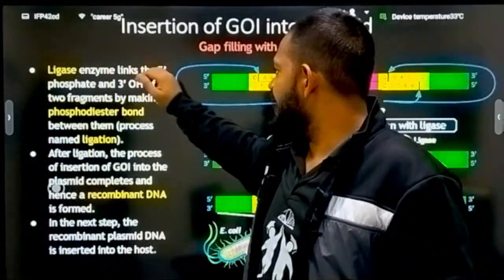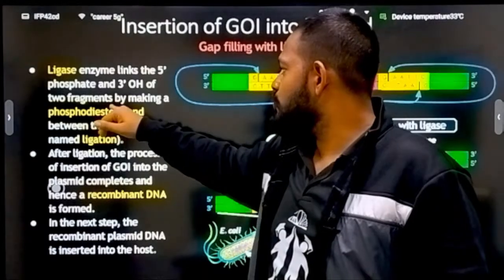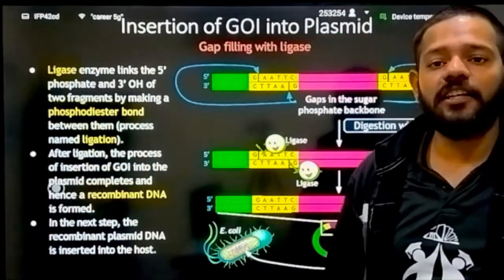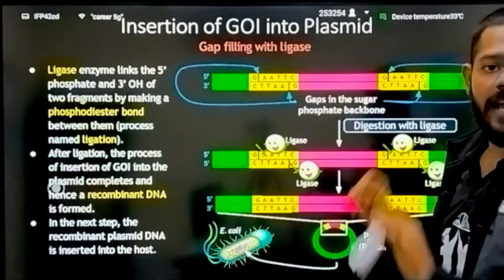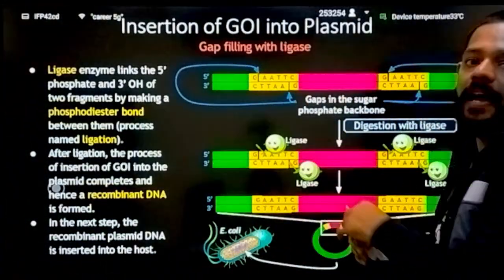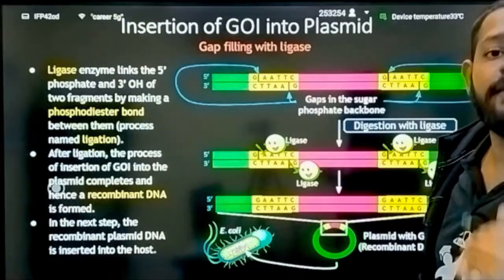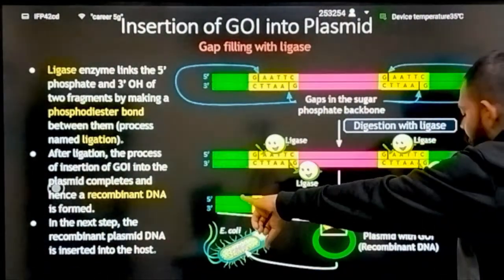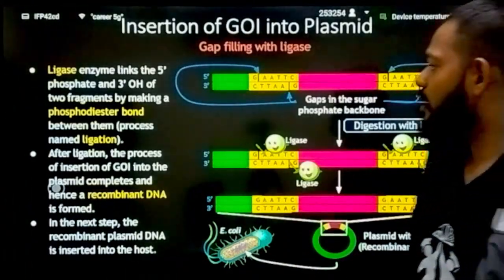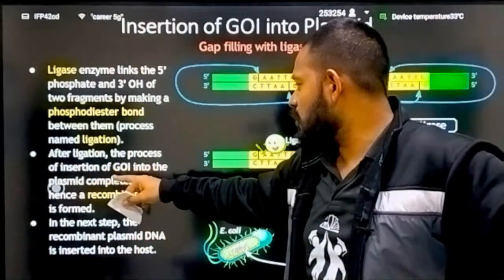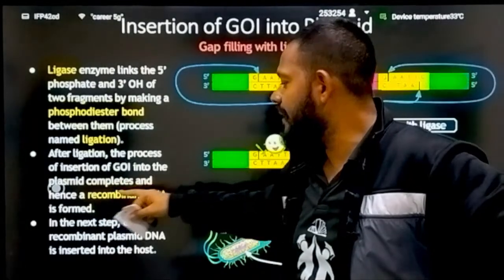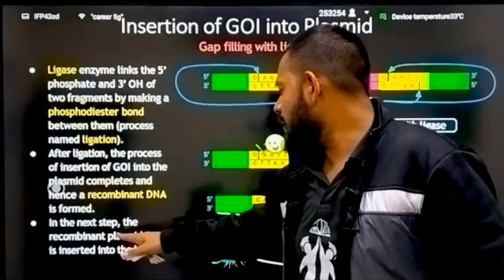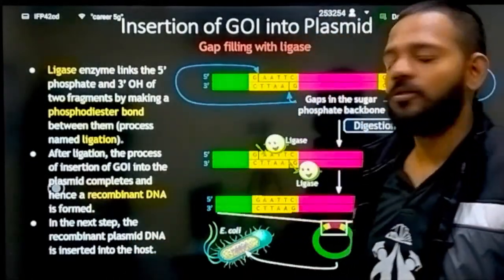So ligase enzyme links the 5' phosphate and 3' OH of the two fragments by making a phosphodiester bond between them. This process is called ligation. Now you have all of this. Now your ligase will come and attach it, and you created a recombinant DNA in which you have the gene of desire, and this is the part of your plasmid. After ligation, the process of insertion of the gene of interest into the plasmid is completed, and hence recombinant DNA is formed. In the next step, the recombinant plasmid DNA is inserted inside the host cell.